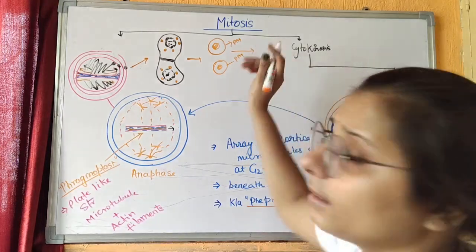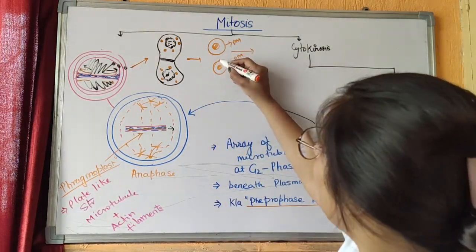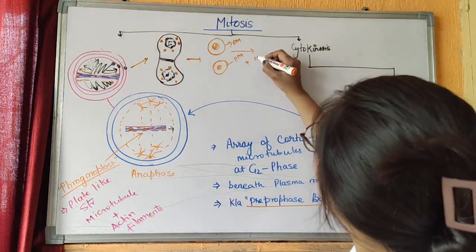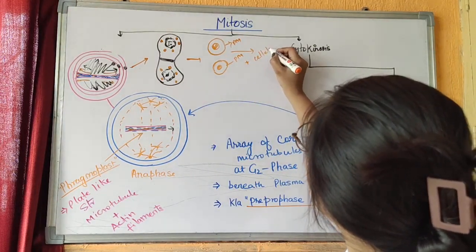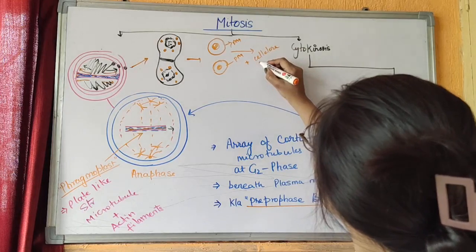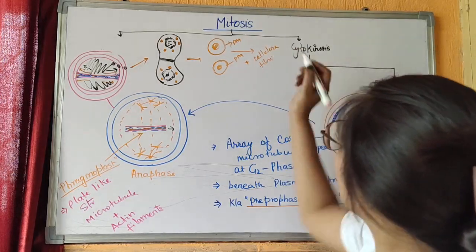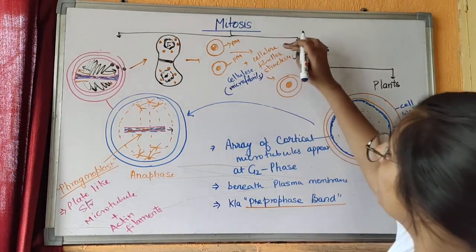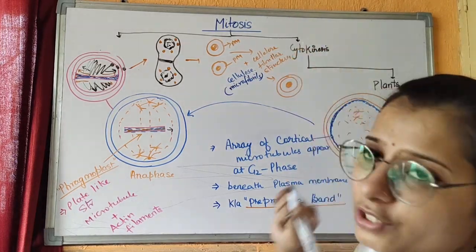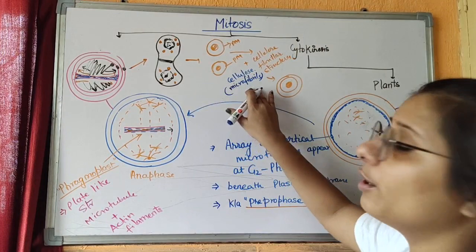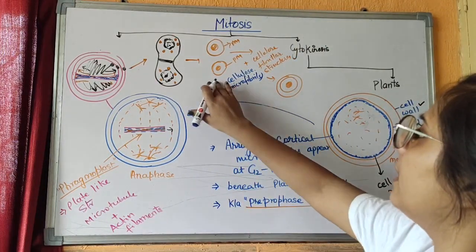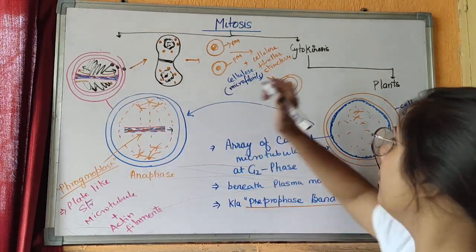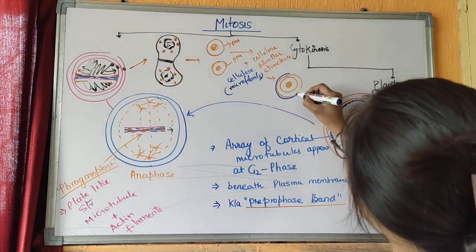Further, this phragmoplast fuses with cellulose fibrils. These cellular microstructures are called cellulose microfibrils, and these cellulose microfibrils fuse with the phragmoplast and form the outer covering or the cell wall.